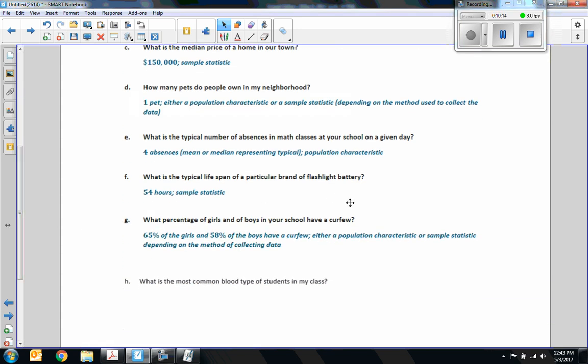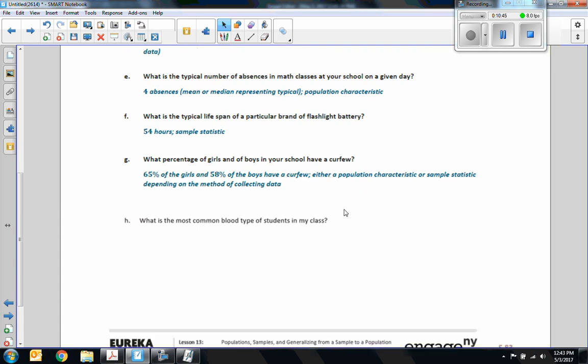And F, what is the typical lifespan of a particular brand of flashlight battery? And let's just say it were something like 54 hours, that would be a sample statistic. Okay? You can't do it to the whole population because then you don't have any batteries on. G, what percentage of girls and boys in your school have a curfew? So if it said 65% of the girls and 58% of the boys had a curfew, either a population characteristic or a sample statistic, depending on the method of collecting your data.